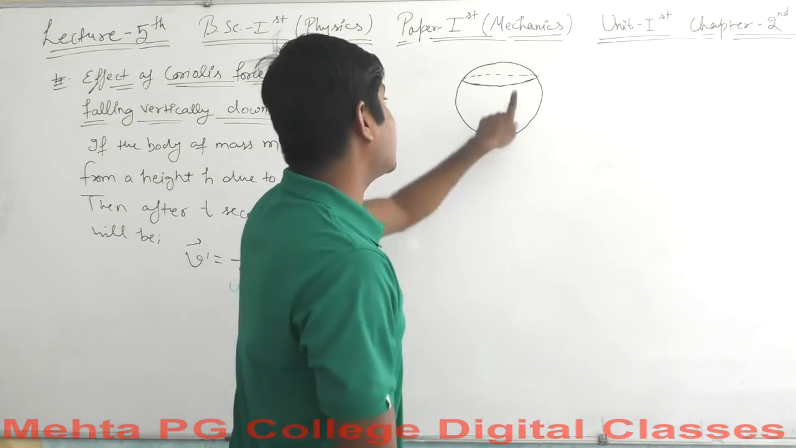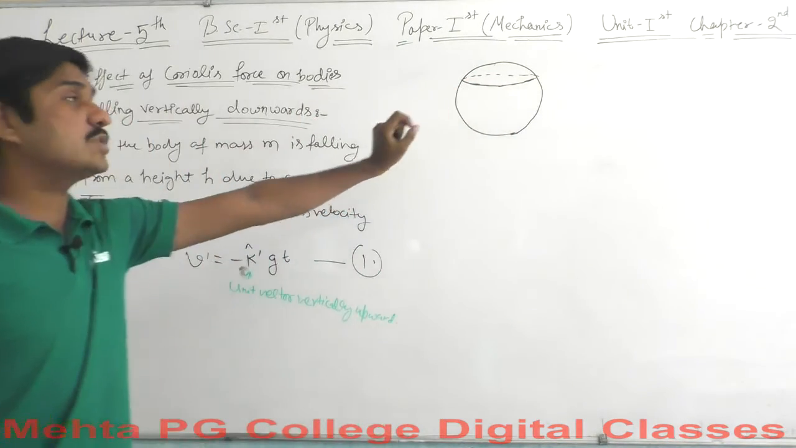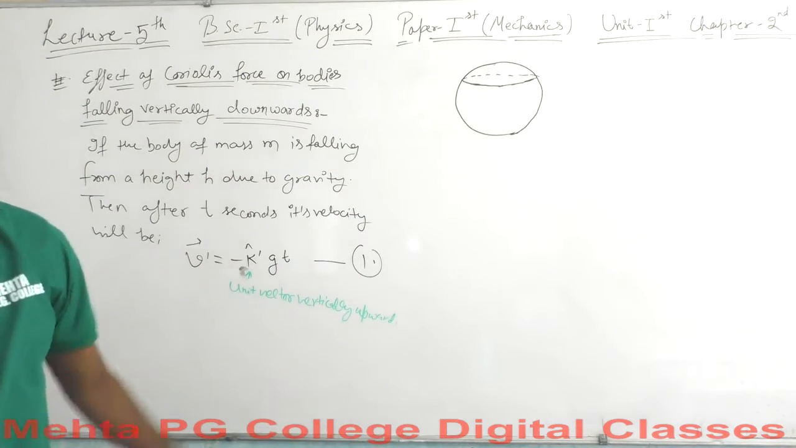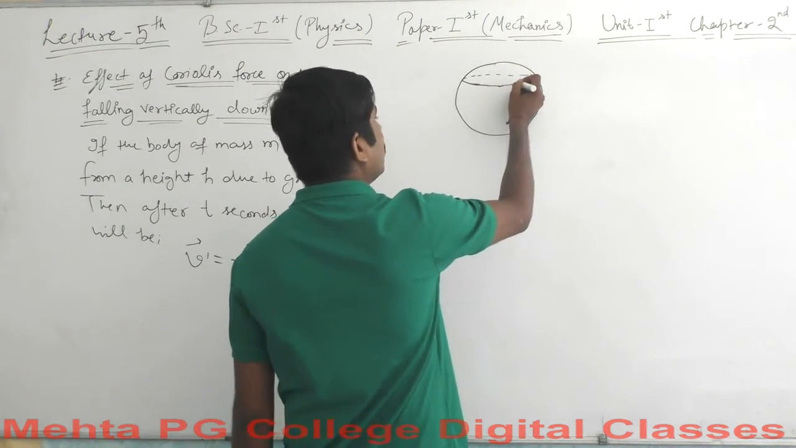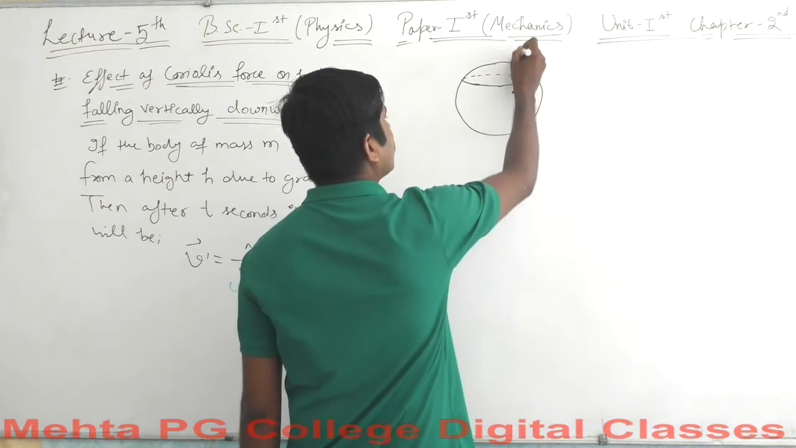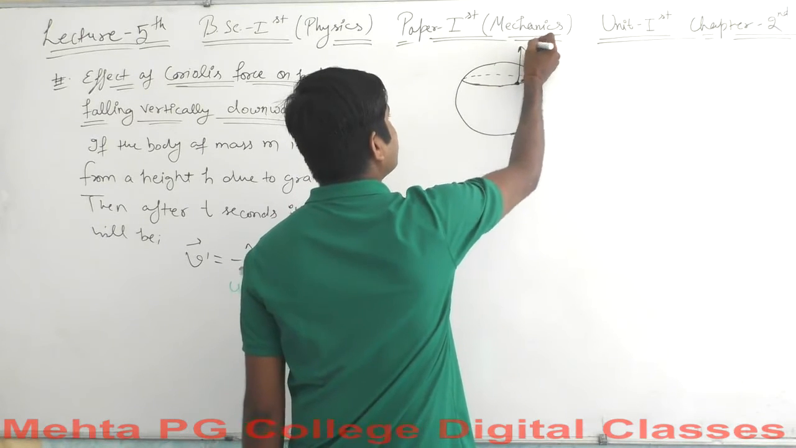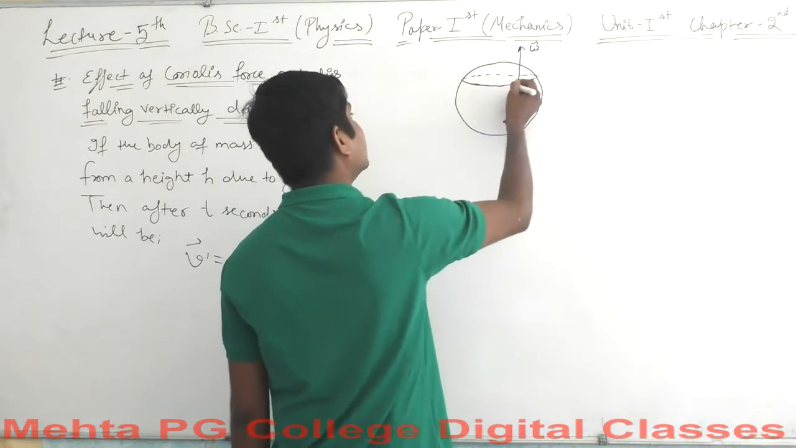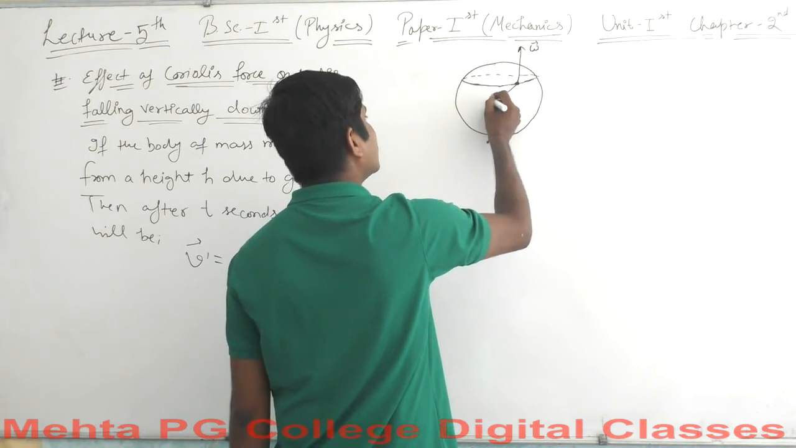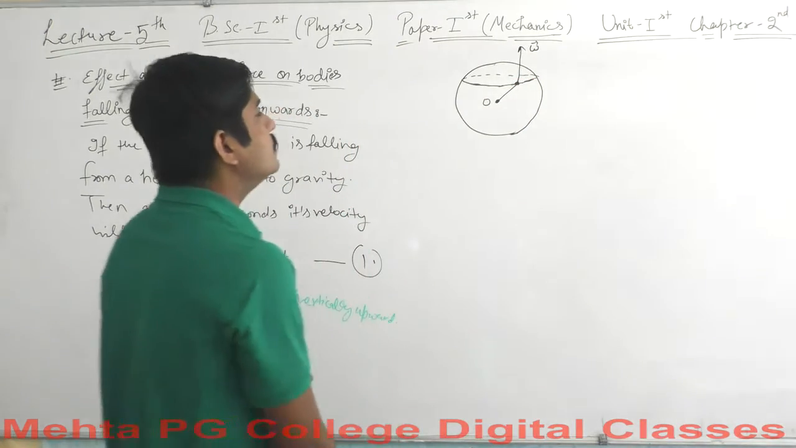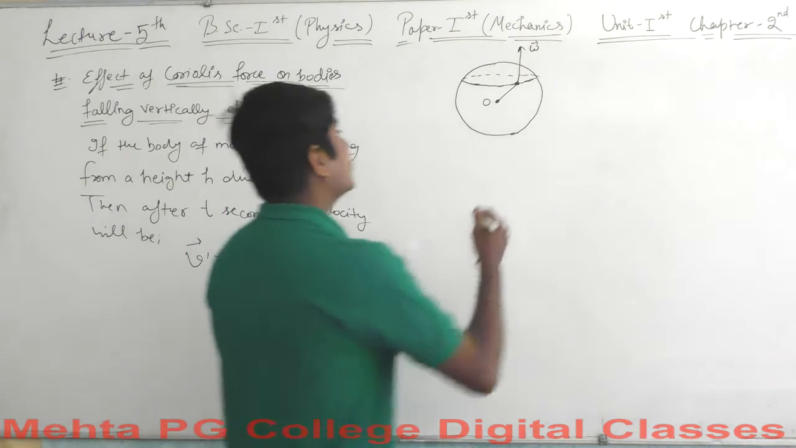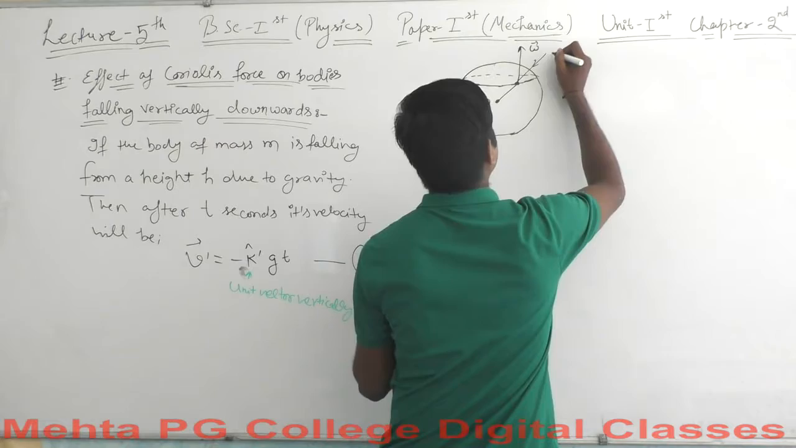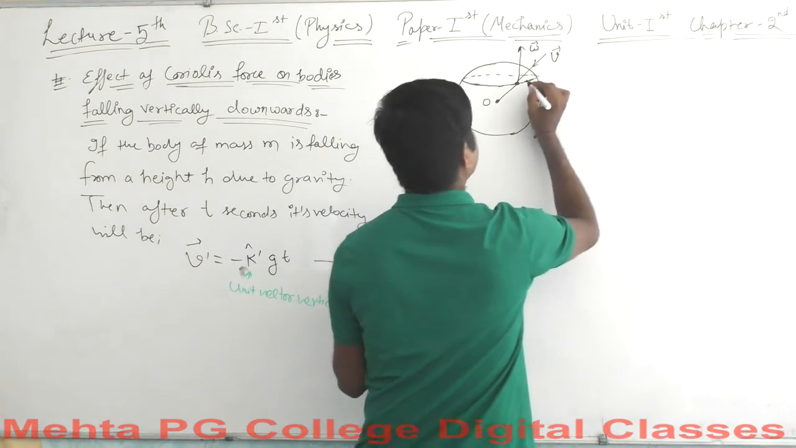And for example, let's take our particle at this particular position. Let's say the particle will fall on this position here. Let's say this is the position where the particle will fall. This must be the direction of angular velocity here, and this is the direction towards the center of the earth. Let's say the center is at O, and if the particle is falling here, so this is the v vector here.